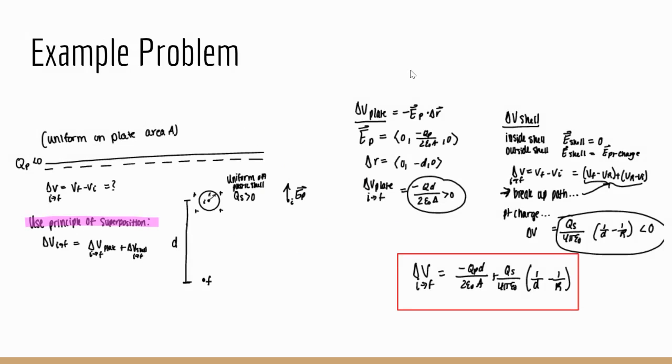One of the examples that I found to be quite confusing and really tricky was the charged plate and charged shell example from the second video. However, once they applied the principle of superposition, things began to make a little more sense. To get the total change in electric potential, you have to break up the system by summing the change in electric potential from the plate with the change in electric potential from the shell.